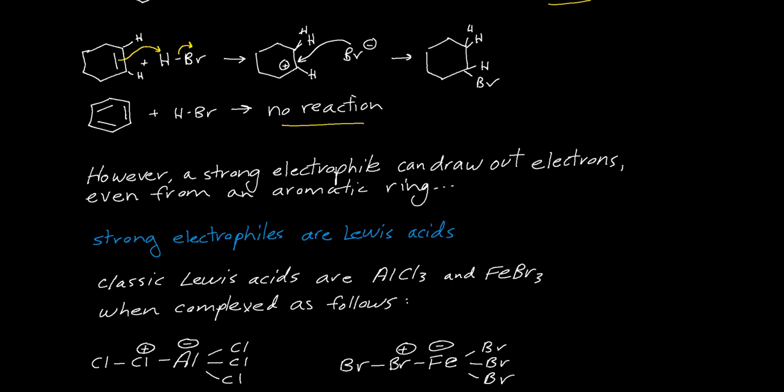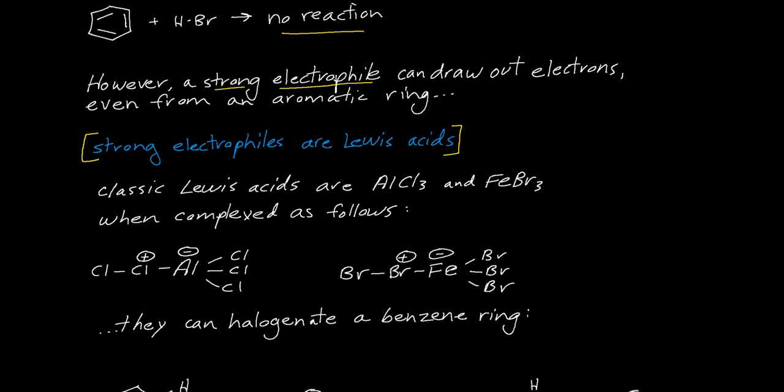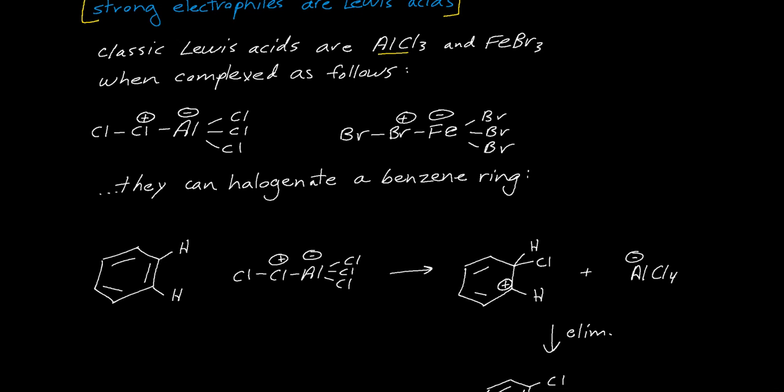So, as we might guess, there are strong electrophiles, however, that can draw out electrons even from a benzene or benzenoid type aromatic ring. Important point, Lewis acids, electron pair acceptors, can be very strong electrophiles. And classic Lewis acids from organic 1 and 2 are aluminum trichloride. Maybe you hadn't seen iron tribromide before, but it's similar.